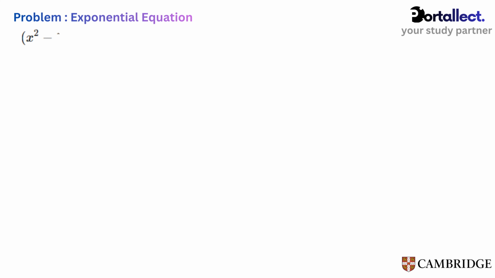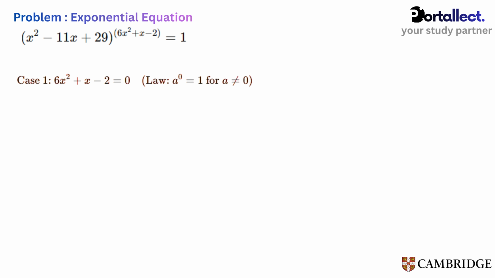We start with x squared minus 11x plus 29 raised to the power 6x squared plus x minus 2 equals 1. First, we apply the zero exponent rule. This rule states that any non-zero base raised to the power 0 equals 1. So we set the exponent equal to 0. 6x squared plus x minus 2 equals 0. Now we solve this quadratic equation.